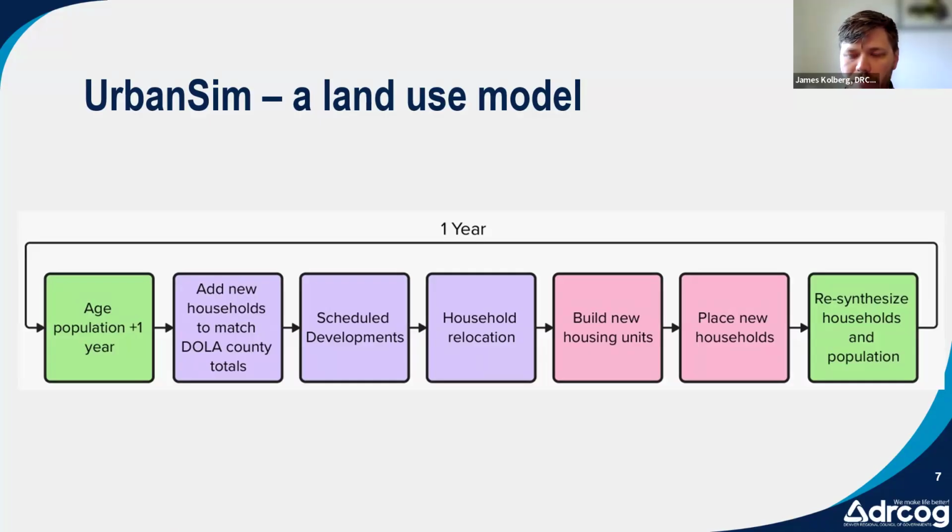And then once those new housing units are built, the new households that we added in the earlier step now get placed into housing, either into new units that were just built or into currently vacant units from the household relocation. And then finally, we resynthesize the households and population, and that is a new step that we've added. Essentially it means we recalculate all of the demographics and characteristics of each household, as households age, they're going to change in different ways, like income or how many cars they have, things like that.